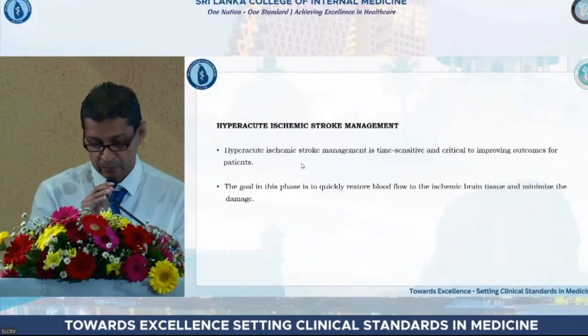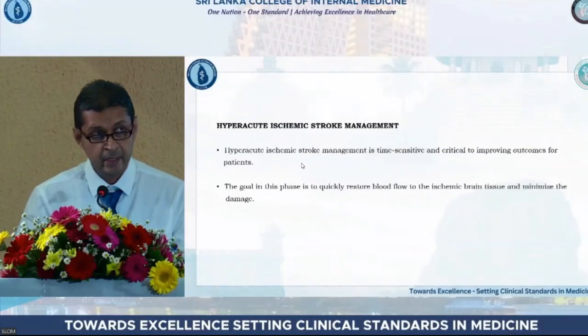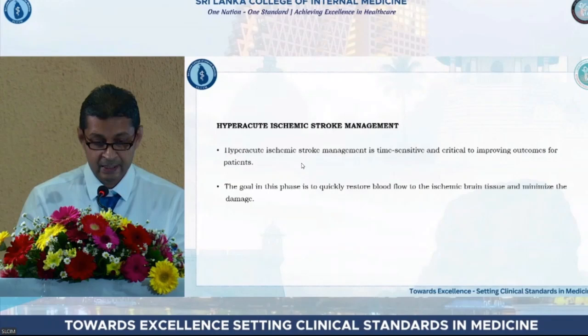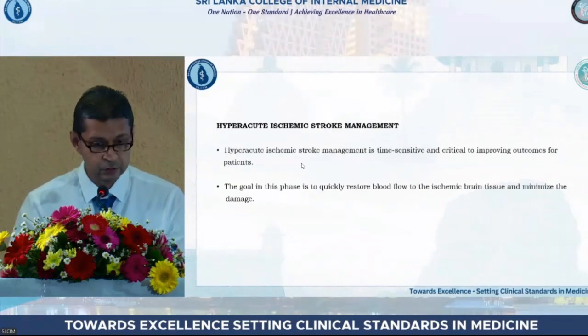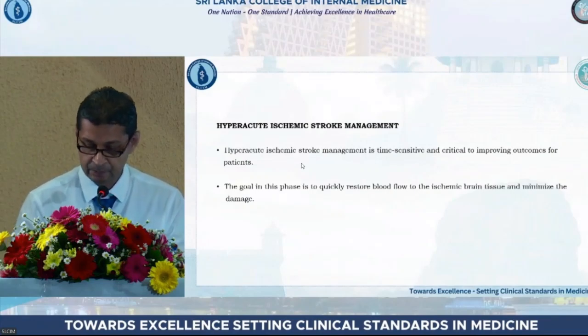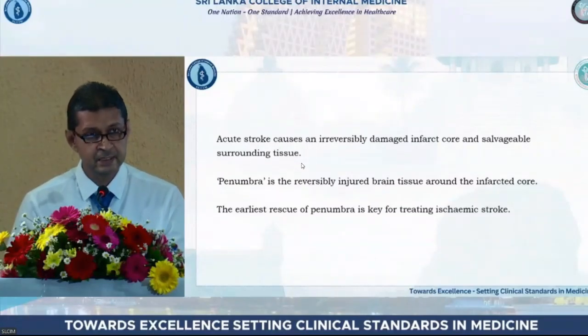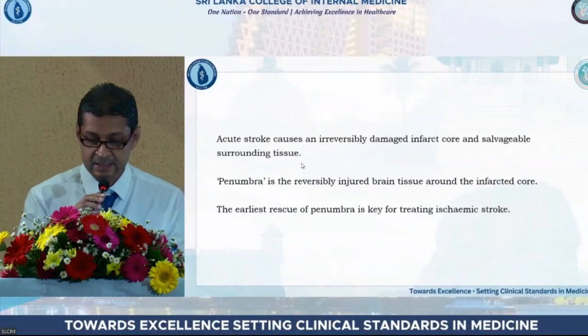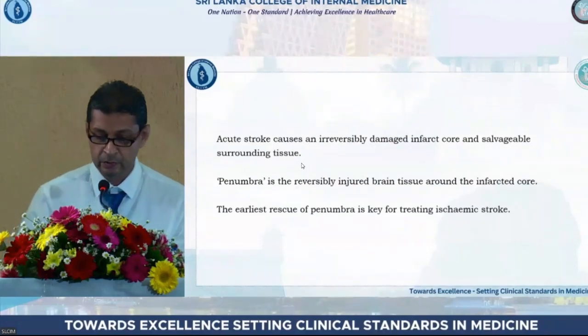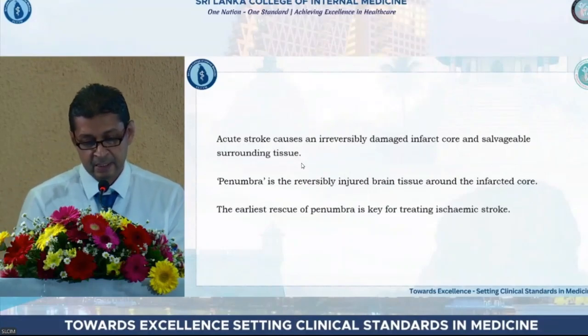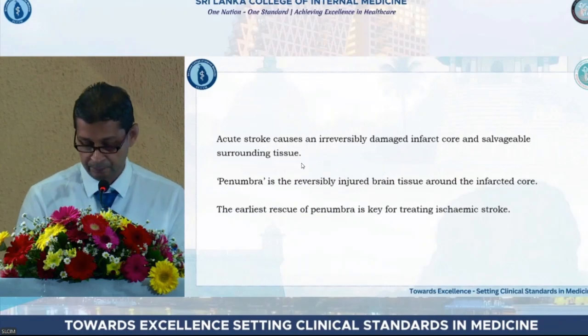Hyperacute ischemic stroke management is time sensitive and critical to improving outcomes for patients. The goal in this hyperacute phase is to quickly restore blood flow to the ischemic brain tissue and minimize the damage. Acute stroke causes an irreversibly damaged infarct core and salvageable surrounding tissue. Penumbra is the reversibly injured brain tissue around the infarcted core. The earliest rescue of penumbra is key for treating ischemic stroke.